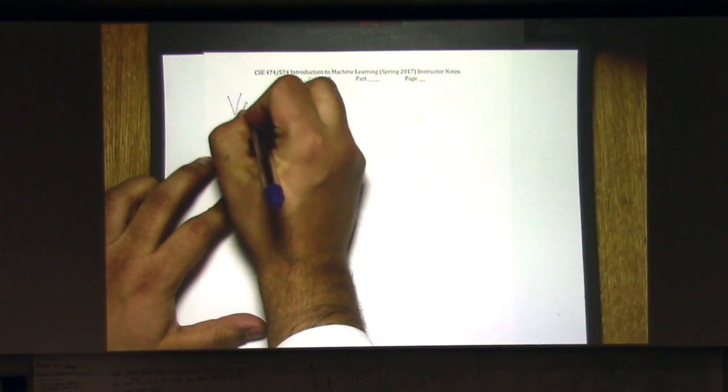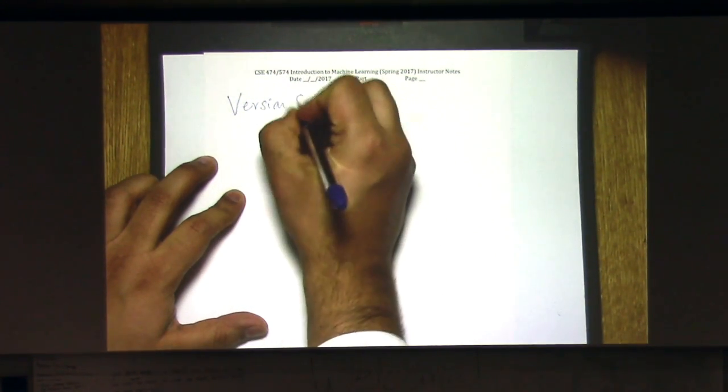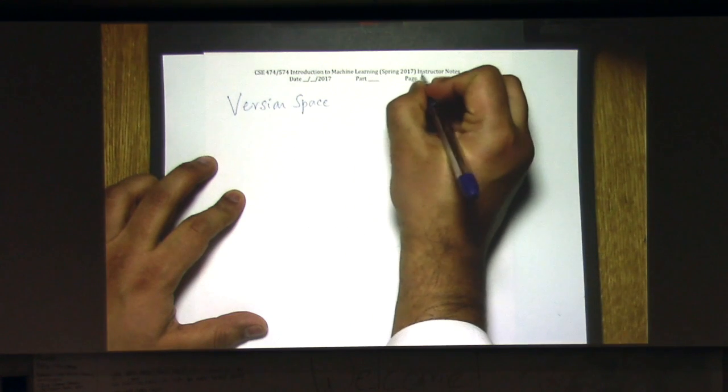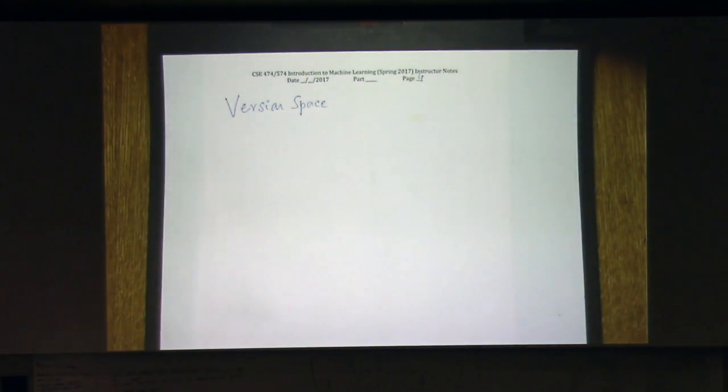Okay, all right. The first thing about how we come up with efficient algorithms is to first look at this version space. A version space is just a bunch of hypotheses. What we can do in a version space is arrange these hypotheses based on how specific or how general they are.